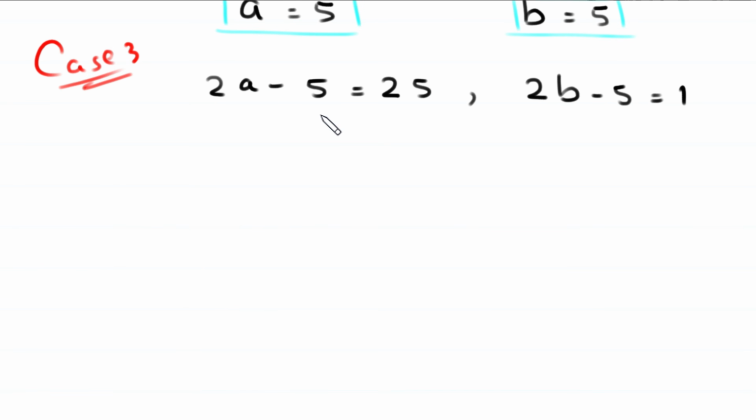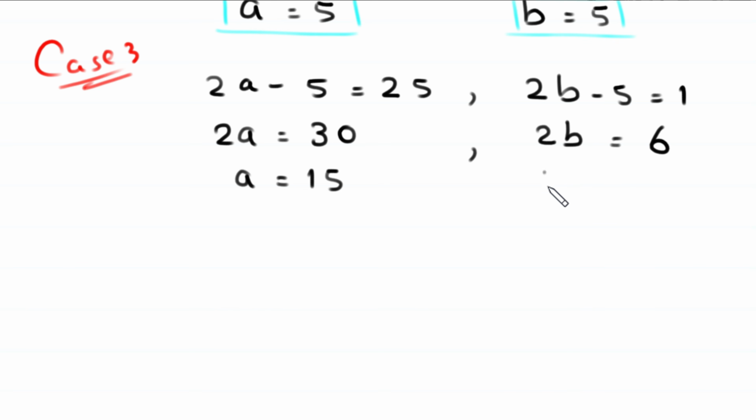If we add 5 to both sides, this will become 2 times a equal to 30. Divide both sides by 2, we get value of a equal to 15. If we add 5 to both sides, this will become 2 times b equal to 6. If we divide both sides by 2, b will be equal to 3. So from this third case, we get value of a 15 and value of b 3.